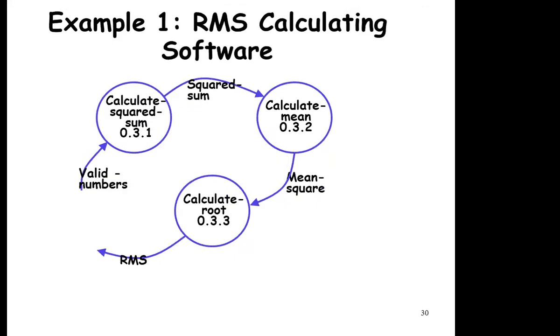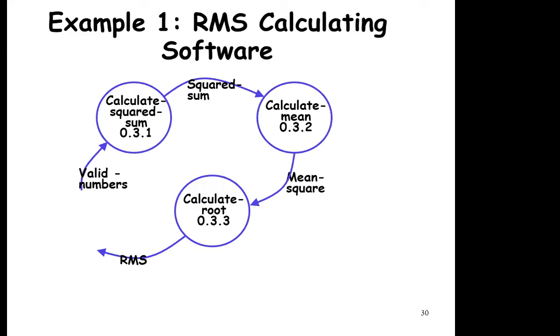Next, we have to explode this bubble, compute RMS. What happens in compute RMS? First of all, we have to calculate the square sum, then we have to calculate the mean, and then we have to calculate the root. Think of root mean square: x square plus y square plus z square. So we have to square, then sum them, then find the square root. Many processes are there. The first thing is to calculate the square sum.